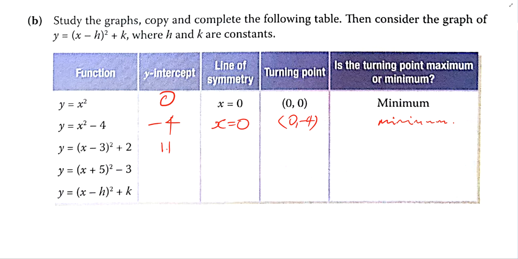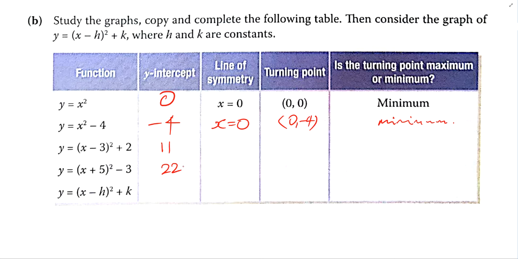Okay, next one. X plus 5 square minus 3. What do you get? How much? If you're using your calculator, you cannot be getting it wrong. 22. What did we do to get 22? Sub x equals to 0. Why is x equals to 0? Because that is the y-axis. Y-intercept happens when x equals to 0.